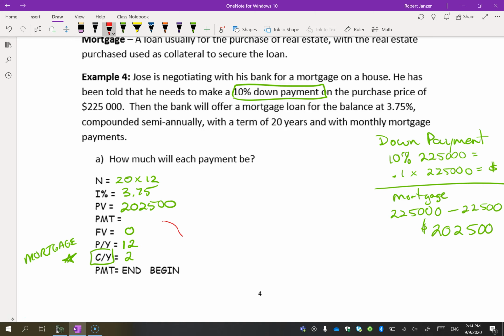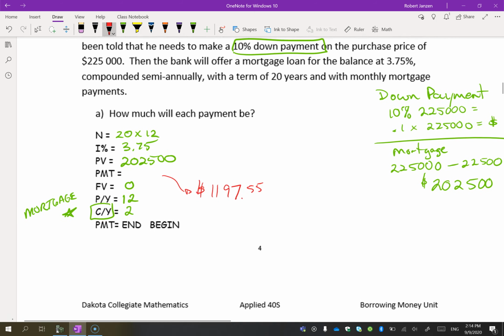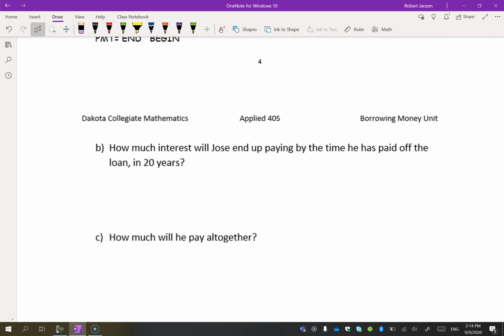What do you think it's going to cost each month to buy this house? Well, if we put that into the calculator, we get $1,197.55. That is your monthly mortgage payment. Okay. How much interest will Jose end up paying by the time he has paid off the loan in 20 years?